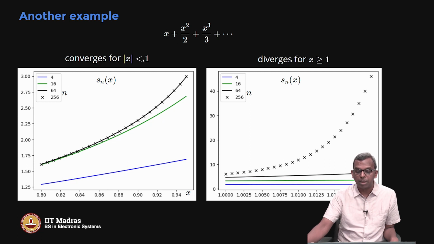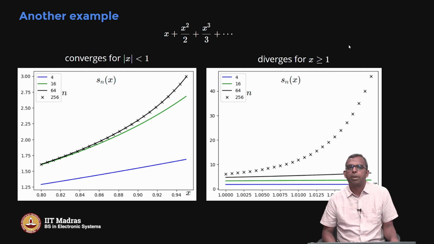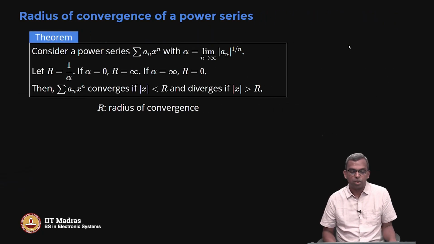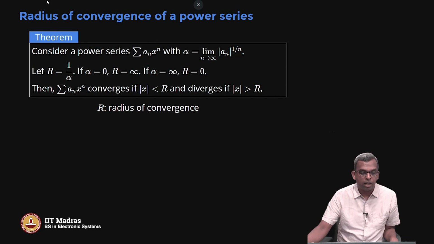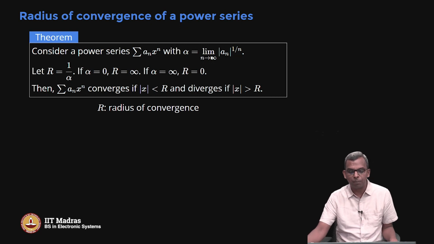Okay, so like I mentioned, this behavior is very typical of power series, and we will see why that is so in the next theorem. So here is the theorem. It defines something called the radius of convergence of a power series. How do you think of that? Here is the statement of the theorem. Let's read through and understand it.